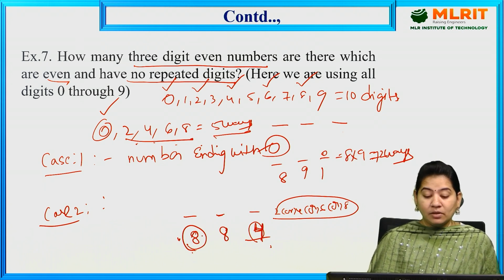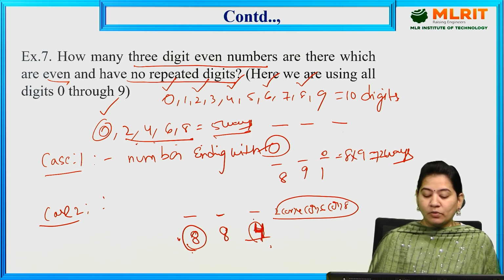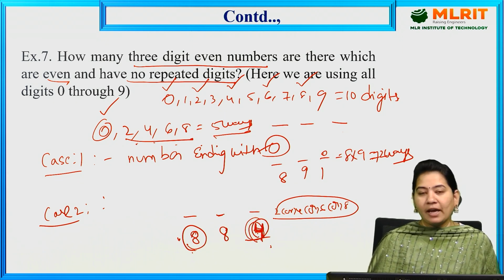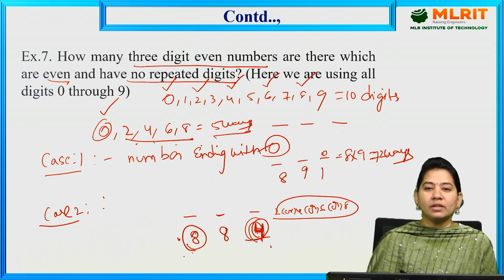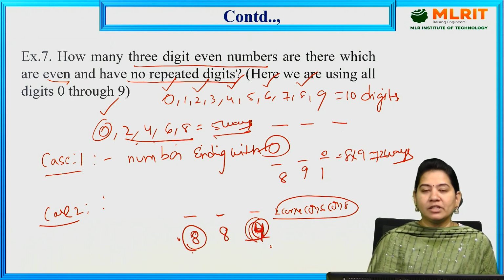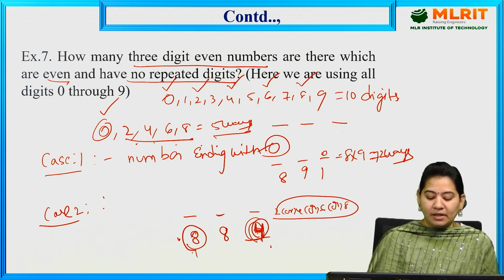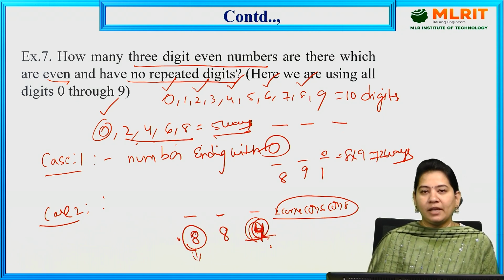So the last digit is ending with 2, 4, 6 or 8, so the last place has 4 ways and the first one will have 8. Why? Because one number has been used for the last place, and we can't start with 0. If we start with 0, it will not be a 3-digit number. So that's why we'll have 8 chances. Out of 10, if you remove those 2 numbers, 8 remain. Then 0 can be included in the middle digit, so again, removing 2, you get 8 chances.